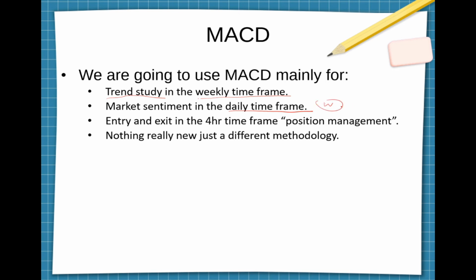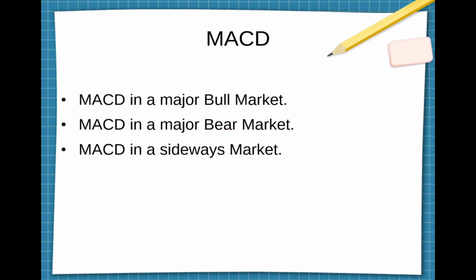Okay, you have MACD crossover on daily time frame, kind of tells you what to expect for the week, but the trend is extremely important on a weekly time frame, and sometimes entry and exit in 4-hour time frame, especially for position management. So am I gonna increase my position or reduce my position? I use it in a 4-hour time frame. Now nothing really new, just different methodology, 3 different time frames, same indicator, different world. So MACD in a major bull market, MACD in a major bear market, and MACD in a sideways movement.